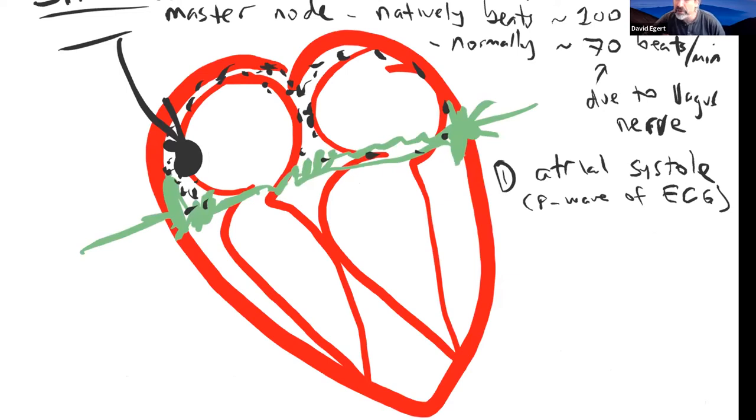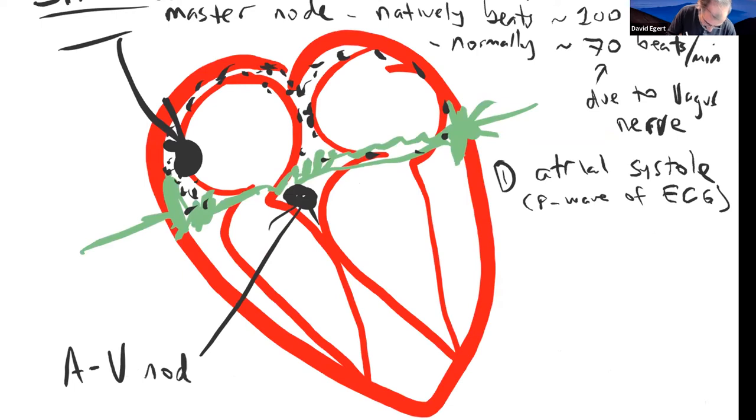Then we're going to be ready for the main event, which is the ventricular systole. That's the squeeze that's going to push the blood out to the body and the lungs. But we need a little delay before that happens. So there's another node here, the AV node. This is the one that ultimately controls the ventricles. So, atrioventricular node.